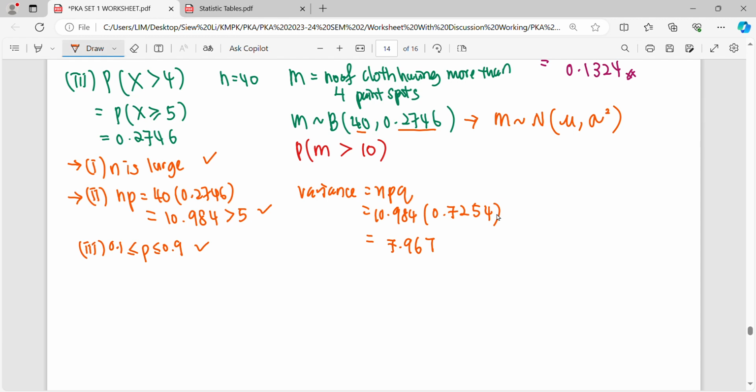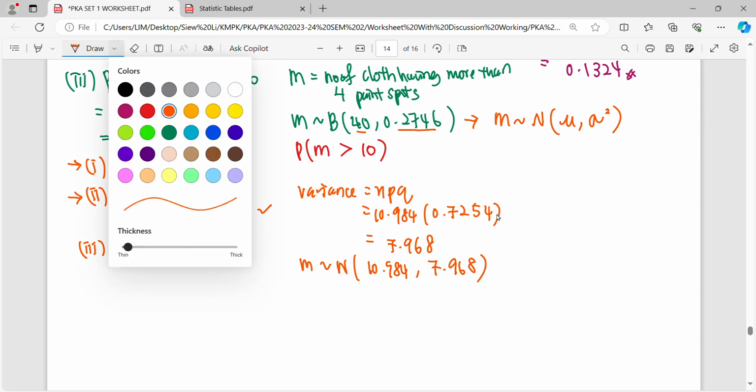Double check this mean is correct or not. 40 times 0.2746, correct or not? Correct? Okay. So the distribution is normal, with mean 10.984 and variance 7.968.